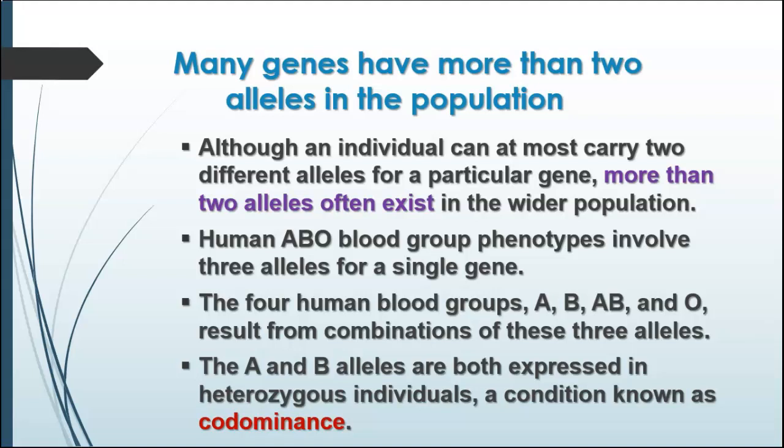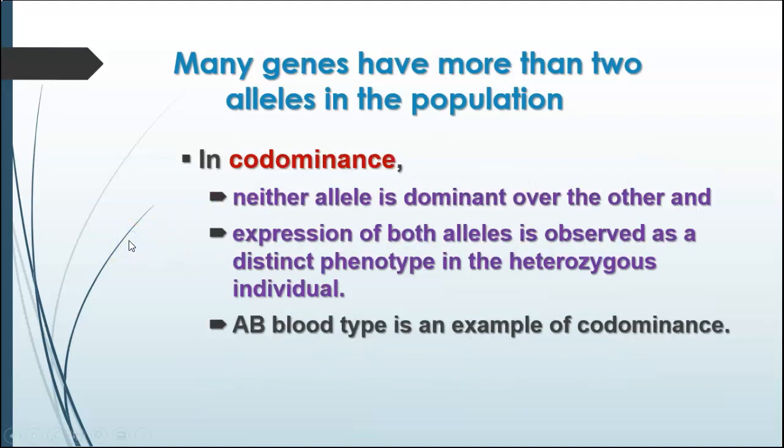There are four different blood groups: type A, type B, type AB, and type O. And all four of those result from combinations of those three different alleles. The A and B alleles are both expressed when a person has both of those, and this is called codominance. So both of them are expressed. They both produce a particular kind of polysaccharide on the surface of the blood cells, and since neither one is dominant over the other, they're called codominant. In codominance, neither one's dominant, and both of them are expressed.